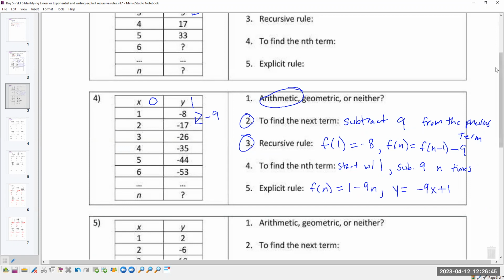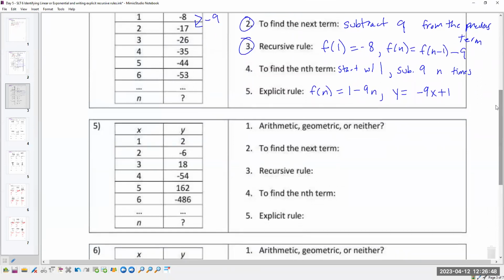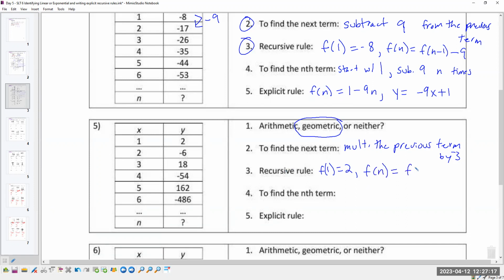Hopefully for number 5, you realize it has a multiplication pattern also. The multiplication pattern is multiply by negative 3. So to find the next term, multiply the previous term by negative 3. Okay, so we're starting with f of 1 equals 2. What do you think f of n will equal? Hopefully you said it's the previous term, which is f of n minus 1 times negative 3. And I'm just going to put the negative 3 in parentheses here so it doesn't look like minus 3.